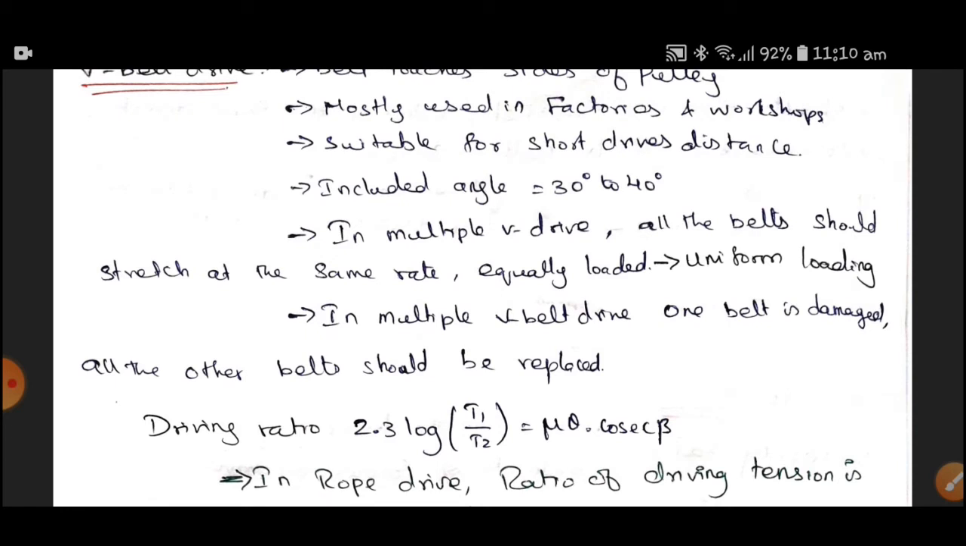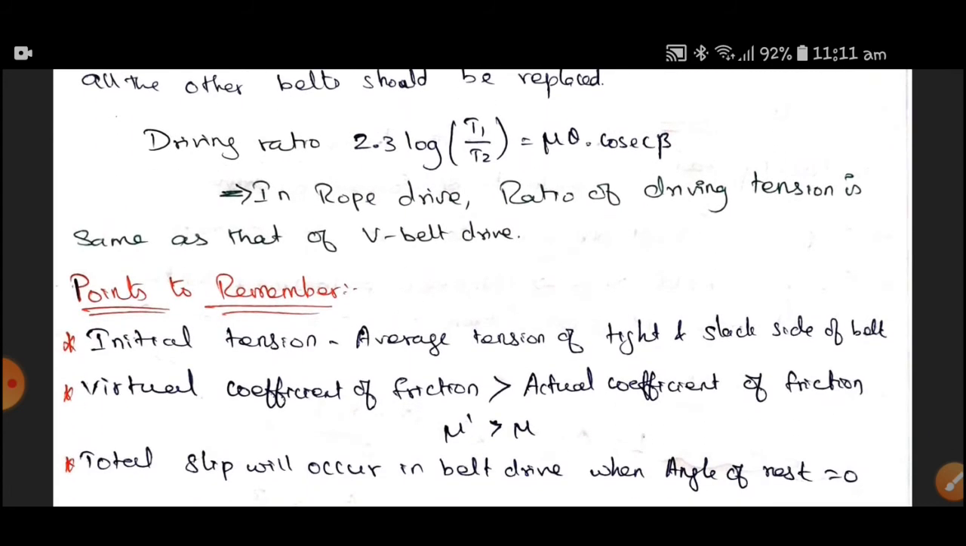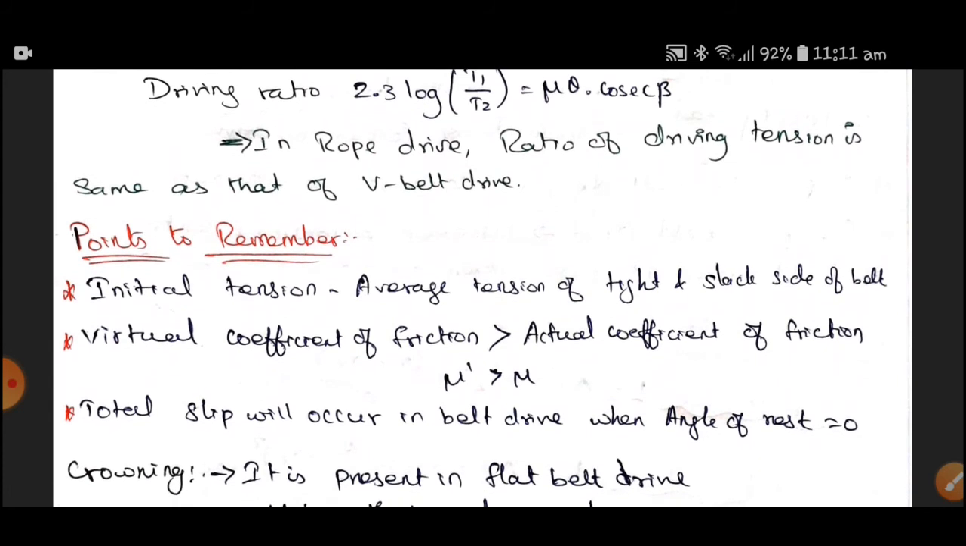Here, the driving ratio of the V-belt drive is T1 by T2 equal to e power mu theta cosecant beta. Here, the driving ratio we can also make as 2.3 times log T1 by T2 equal to mu theta cosecant beta. Here we know that in a rope drive, the ratio of driving tension is same as that of the V-belt drive.